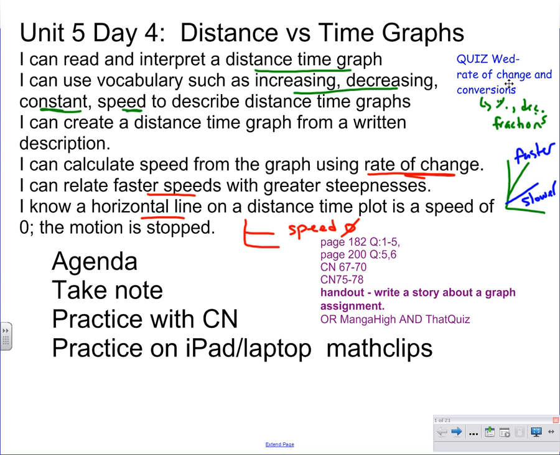So your agenda then is to take a note, to practice with the course notes, and then we're going to do practice on the iPad or the laptop. And that's going to be with Manga High or that quiz. We do have a handout that will be introduced as well. It's a story graph, and you're going to hand to me the draft story tomorrow.